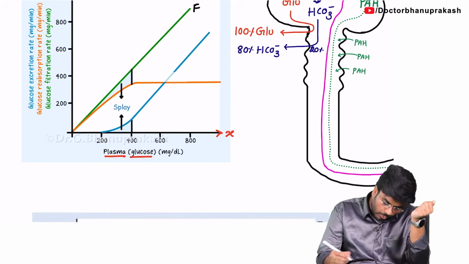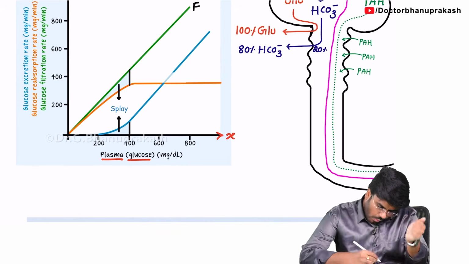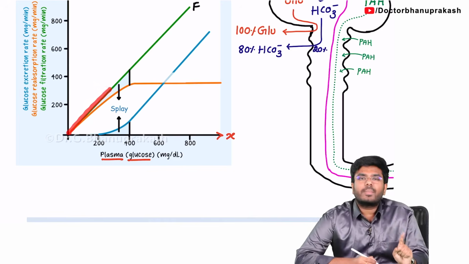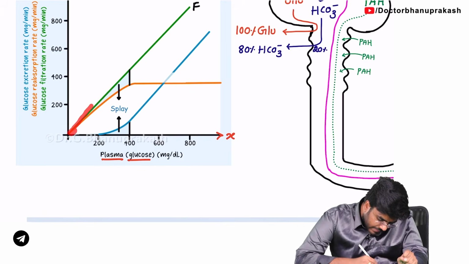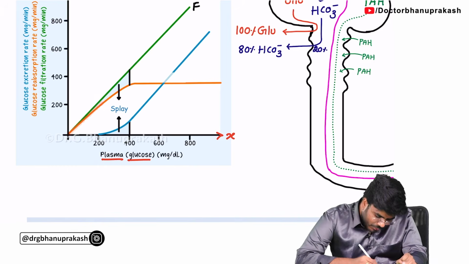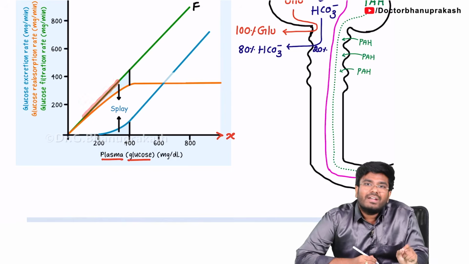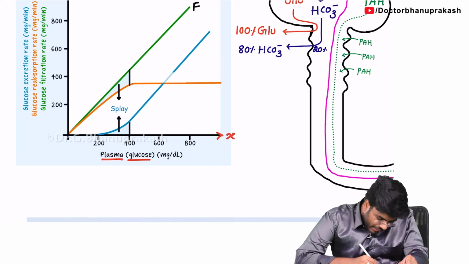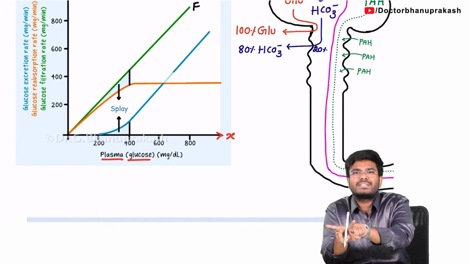Fine. Next, what about this orange color curve? See this orange color curve. Initially, the green color curve represents what? Filtration, filtered glucose. Whatever is getting filtered is getting reabsorbed in the beginning. See, reabsorption increases. But when the plasma glucose is at 200, try to understand, whatever is getting filtered, is it now getting reabsorbed? No, now for the first time the curves are splitting.